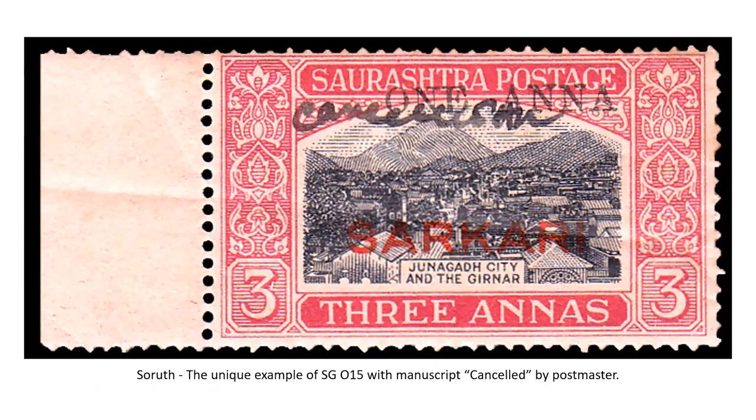Now we're moving on to Surat State in Gujarat. This is the unique example of SG-015. 015 is a mighty, mighty rare stamp to begin with. Maybe one of four mint copies are known. But what's really interesting about this is it's been written, canceled and signed by the postmaster. And this was found in their archive. Somebody has relieved the Surat archive of these precious stamps at some point. But this was in the Surat archives at one point.